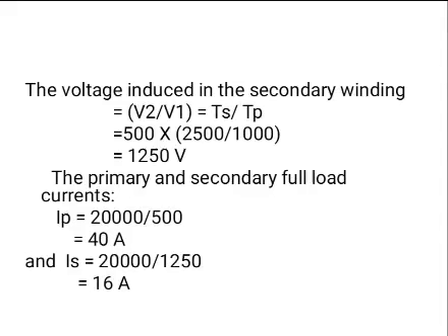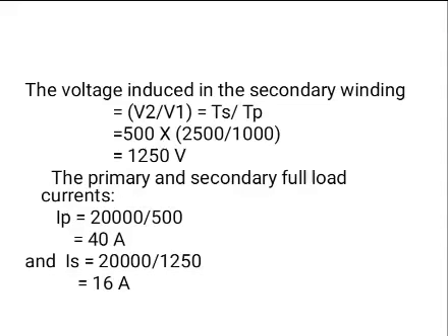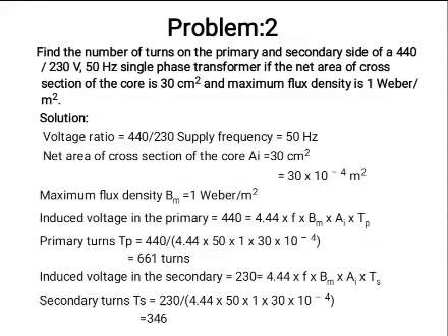The primary and secondary full load currents are based on the value given, that is kVA by volts. That is 20 into 1000 divided by the primary voltage 500, and we are getting the primary current as 40 amperes. In the same way, 20 kVA divided by the secondary voltage, that is 1250, which we just calculated, gives the secondary current as 16 amps. So in this way we find the primary and secondary currents.